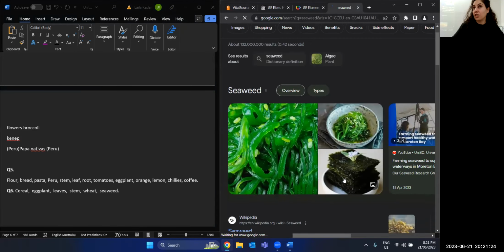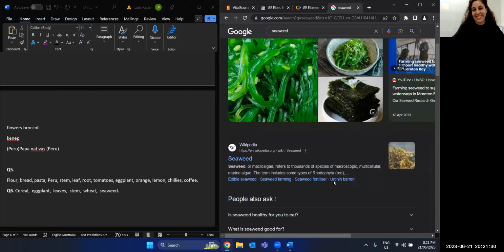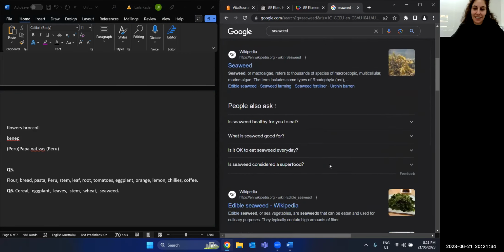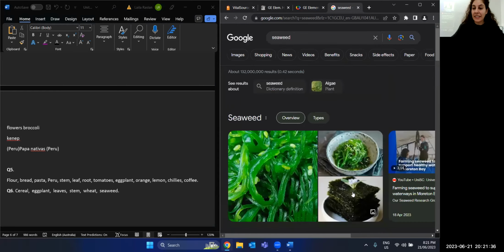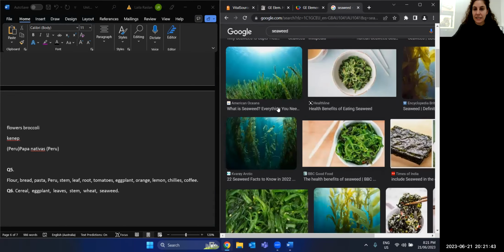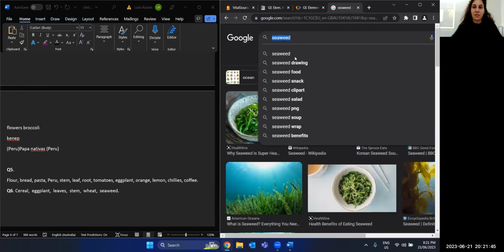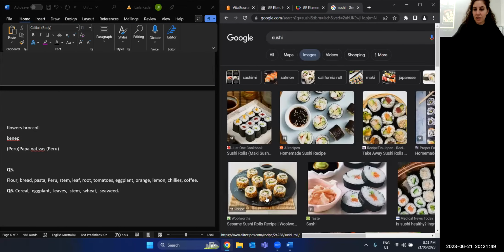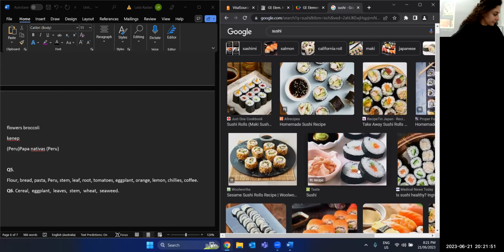Seaweed. Do you like, what's it called? Sushi? Yeah. I don't mind. The smell is okay, but I don't like the taste. So this is seaweed. They make sushi from it. Seaweed. So you make sushi from it. This one, sushi.